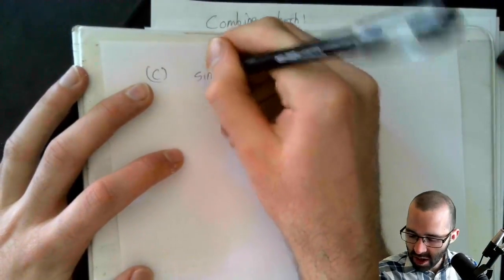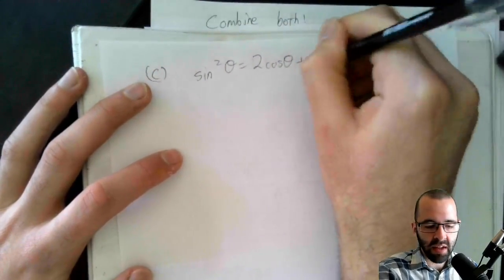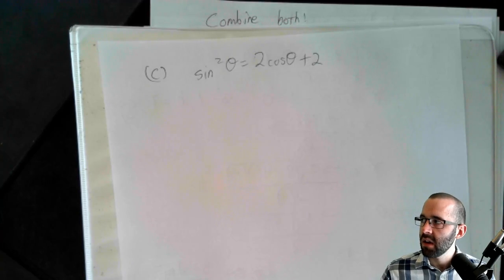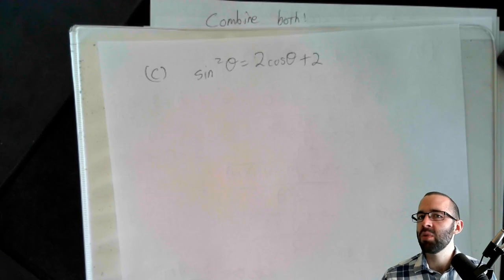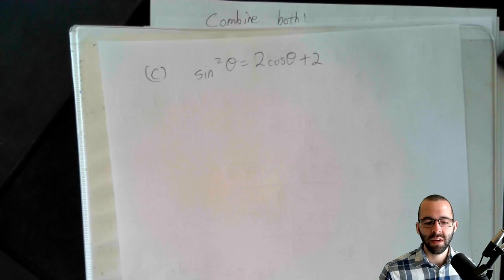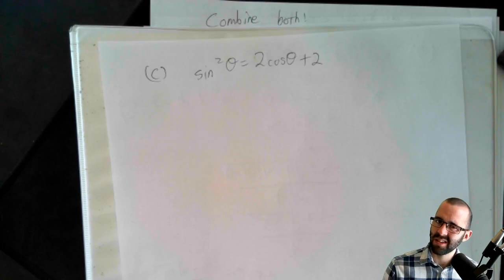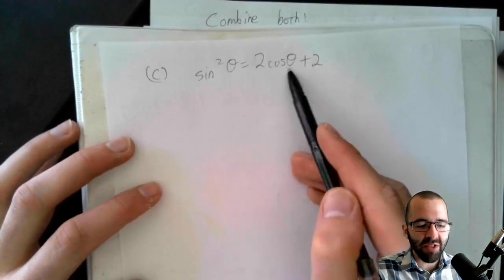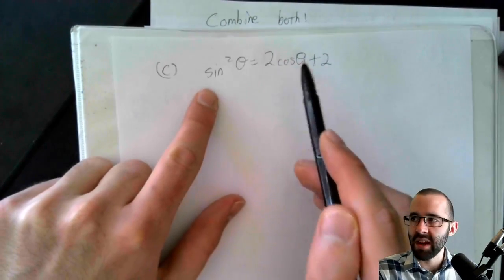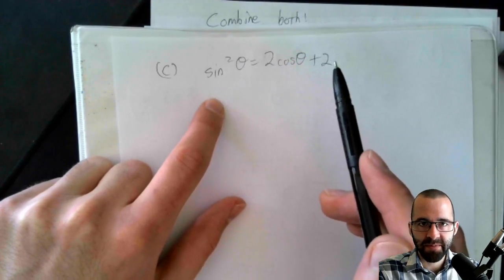Part C is sine squared of theta equals 2 cosine of theta plus 2. Now, this one might look the same as the previous two. You say, oh, we got a squared, this is a quadratic equation. But if it's a quadratic equation, how do we substitute? Do we let x be sine of theta or the cosine of theta? It's a problem that these are not the same. And there's a couple of ways to deal with that problem.